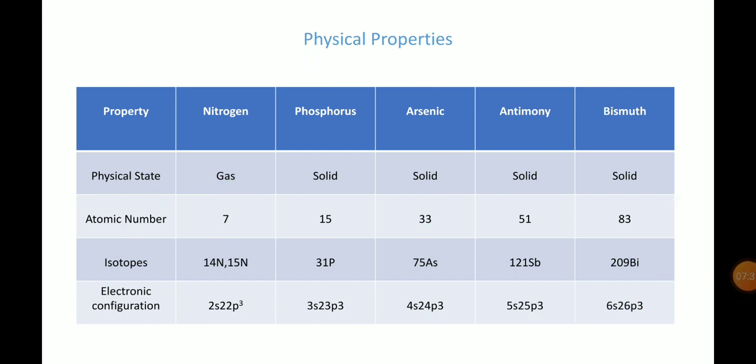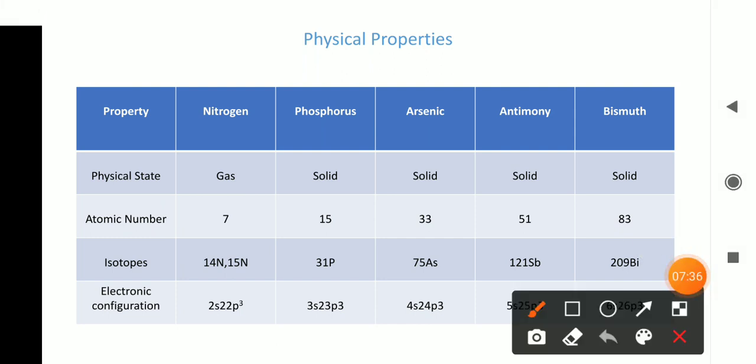Okay students, see the isotopes now. Only nitrogen has 2 isotopes and they are 14 nitrogen and 15 nitrogen. Phosphorus has only 1 isotope, that is 31 phosphorus. Arsenic also has 1 isotope, that is 75 arsenic. Antimony has 1 isotope, that is 121 antimony. Bismuth also has only 1 isotope, that is 209 bismuth. So with this, the isotopes of group 15 elements are over.